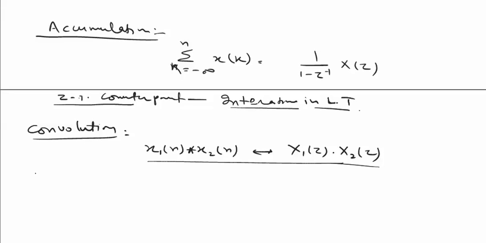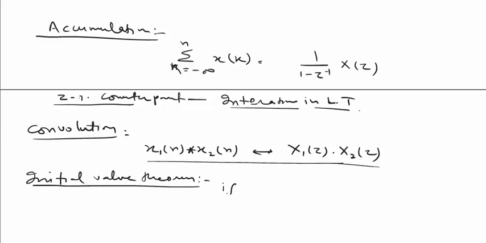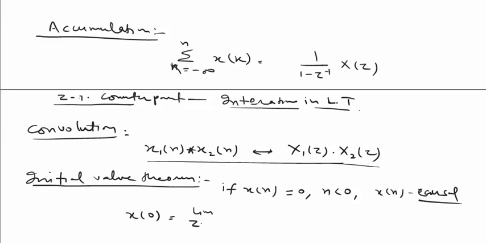Now we will discuss initial value theorem. Initial value theorem is applicable for causal signal as we discussed in Laplace. It is valid for causal signal. For initial value theorem, x0 equals limit z tends to infinite xz. We can calculate initial value.